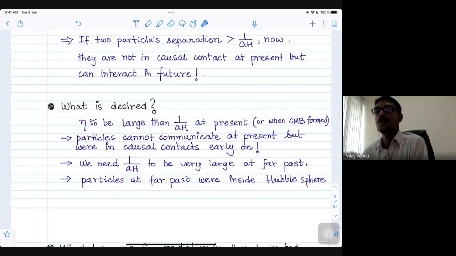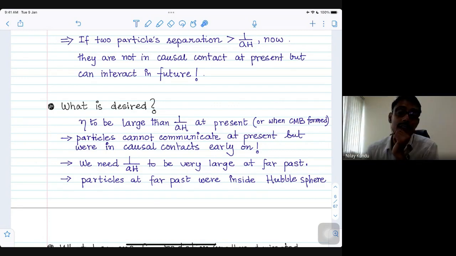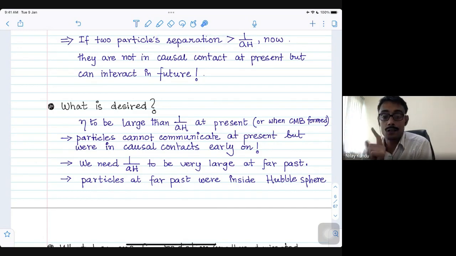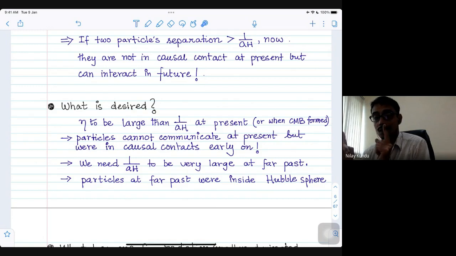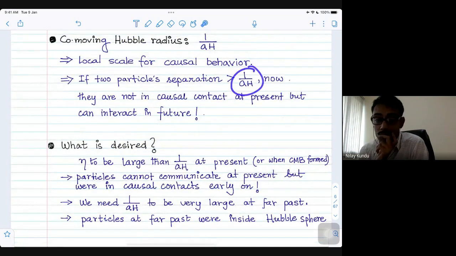I mean, if I want to say that there are two particles and I want to know whether they are at present communicating with each other, so the distance between them, the separation between them should be less than the Hubble radius at present. That's what I mean. So okay, if you are examining whether two particles with a given separation can communicate with each other at present, so exactly what does this 1 over AH mean?